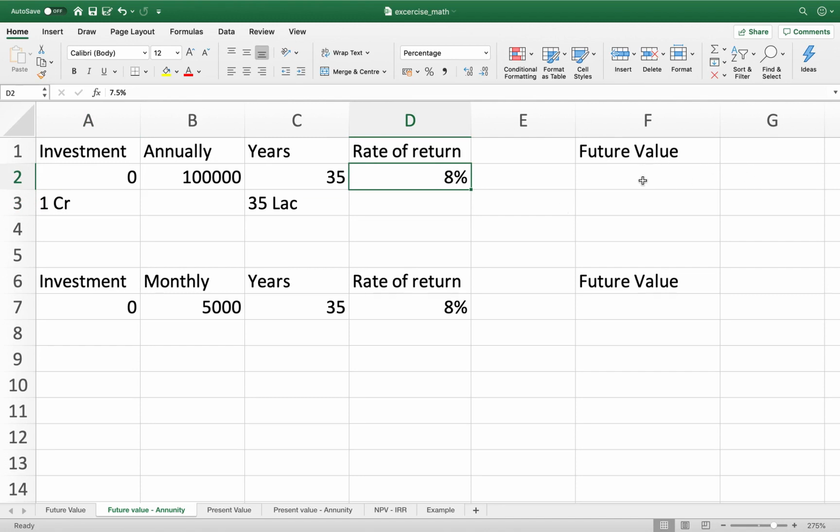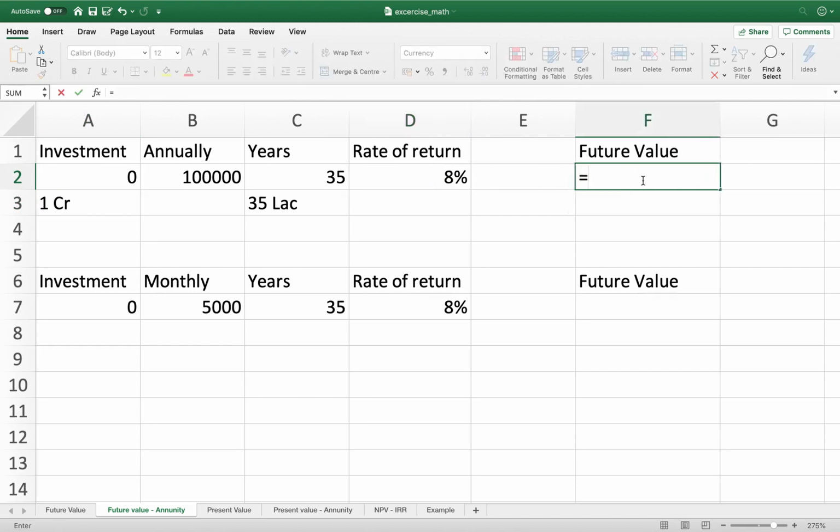Well, let's calculate how much we get in a situation like this. We have to calculate the future value of a situation where you are going to give 1 lakh rupees every year, and they have promised you that you will get 1 crore as the outcome. So again, we can take help of the future value formula. It asks me for the rate, so I have given the rate. Then it asks for the number of periods, NPER, which is 35.